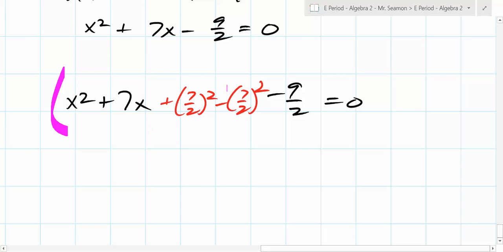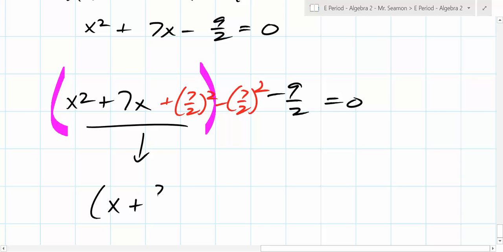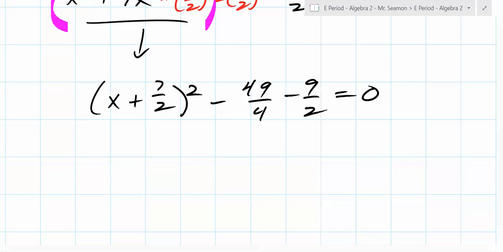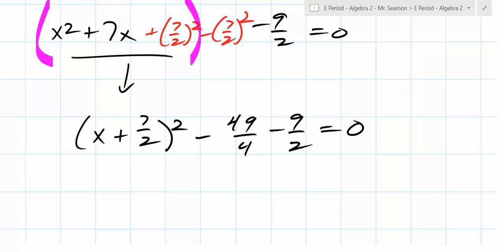Now, what's the one word for what we're doing next? We take this and what does it factor into? X plus 7 over 2, squared. Minus 49 over 4 minus, I'm just doing the fractions out now. You have to do a bit of cleanup, right? To add or subtract fractions, what do you have to have? Common denominator.